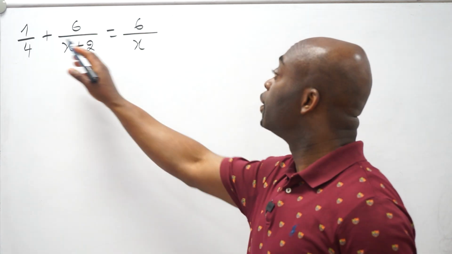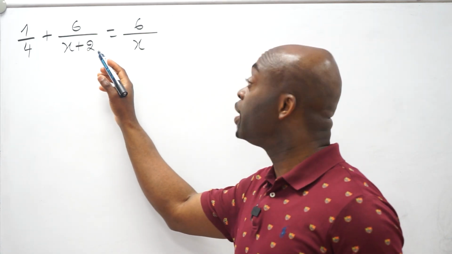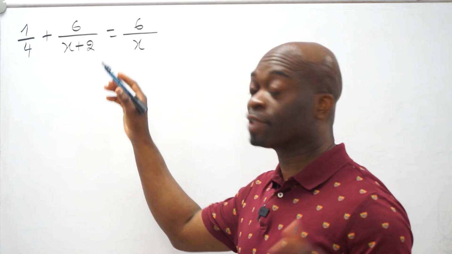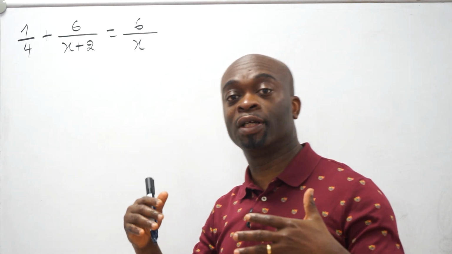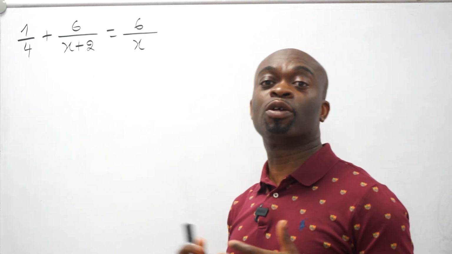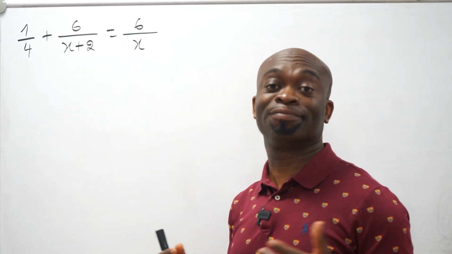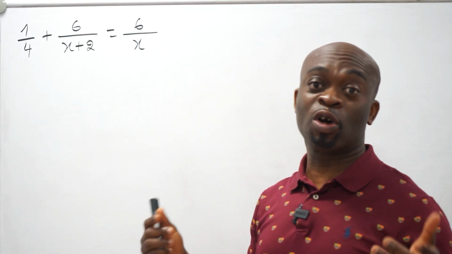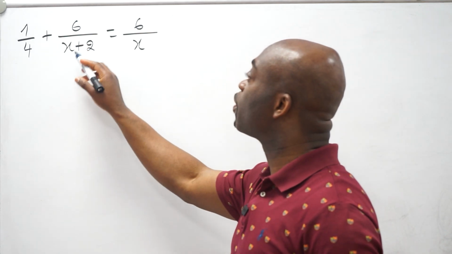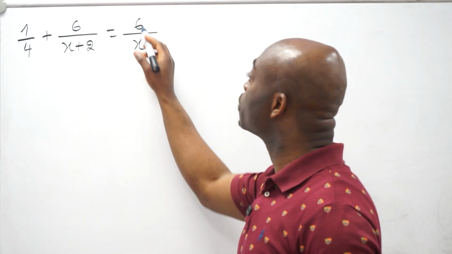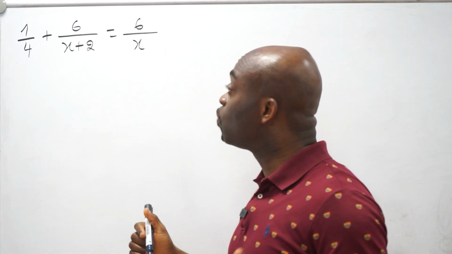Solving rational equations here. What's going to happen is we're going to try to turn this rational equation into a quadratic equation, and then from there, we're going to solve for the x variable. So we have 1/4 plus 6 over x plus 2 equals 6 over x. So what's really happening here?